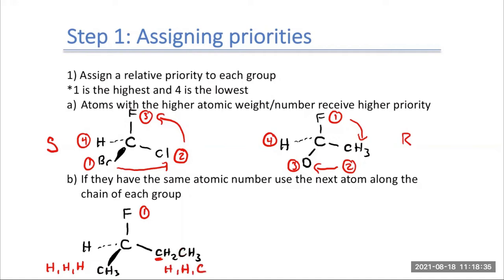Since that fourth bond belongs to a carbon, if we look at the groups attached to it, with my methyl group I have 1, 2, 3 hydrogens. With my ethyl group I have 1, 2 hydrogens and then a heavier atom, carbon. Since the ethyl group is attached to another carbon atom, it gets the higher priority because it's attached to a heavier atom. So this is number 2, and this is number 3. Our lone hydrogen is still number 4. So this one, again, gives us an R configuration.